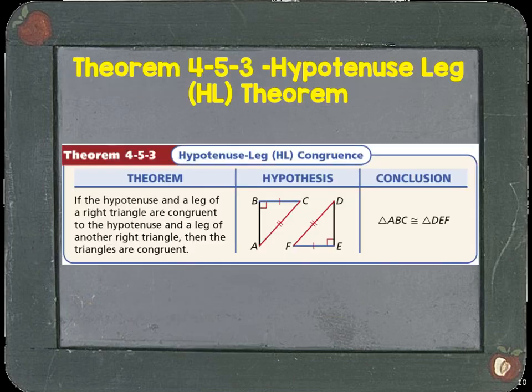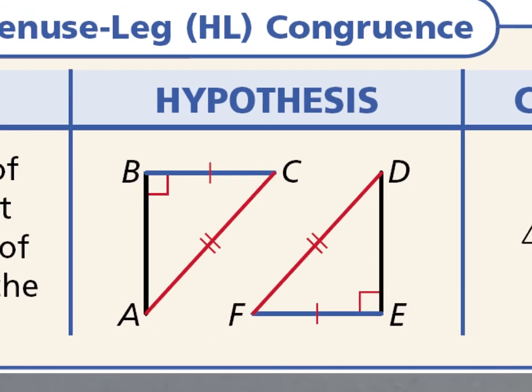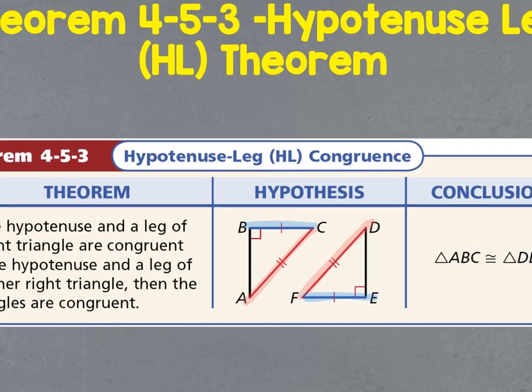Okay, so our last theorem we're going to look at is the hypotenuse leg congruence theorem. It states that if the hypotenuse and the leg of a right triangle are congruent to the hypotenuse and a leg of another right triangle, then the triangles are congruent. So we need the hypotenuse and a leg of a right triangle. So here we have AC, the hypotenuse of this one is congruent to the hypotenuse FD, and then we have the leg BC is congruent to this leg FE, and they are both right triangles. So these two triangles would be congruent by the HL Congruence Theorem.